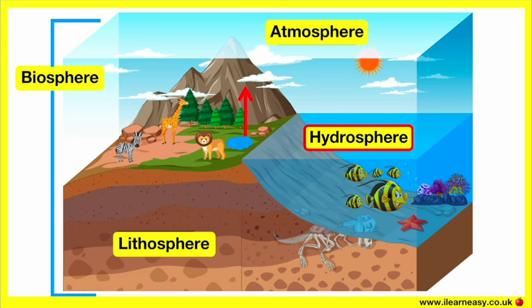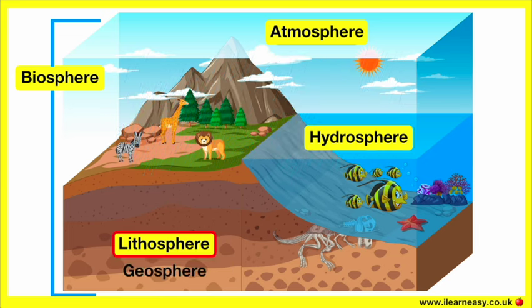Now, in a gas form, the water molecules form a cloud. The cloud in the air collects more moisture until it becomes so heavy with water vapor that the vapor becomes liquid again and falls back to the Earth's surface in the form of rain.